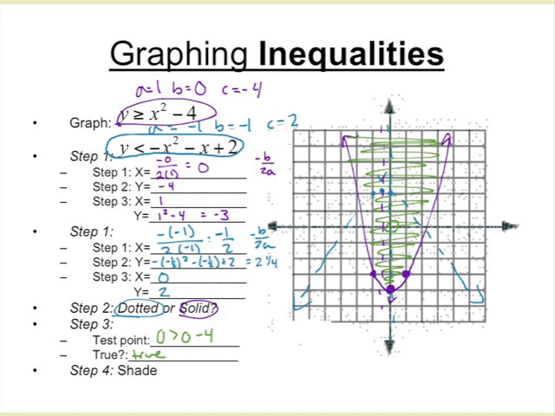It will not always be that one of them's dotted and one of them's solid. They could both be solid, they could both be dotted. So make sure you check them individually for each. It just happens to be on this one that we're getting one of each.